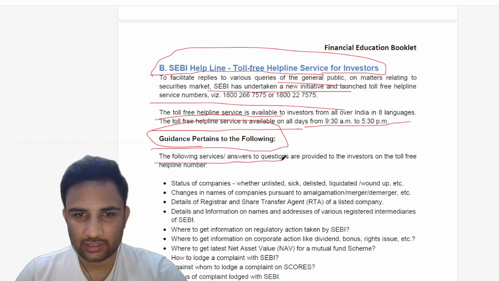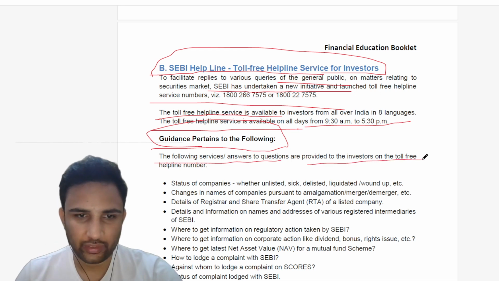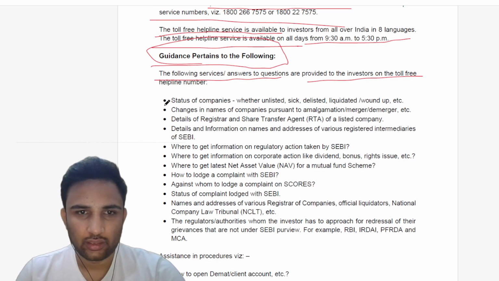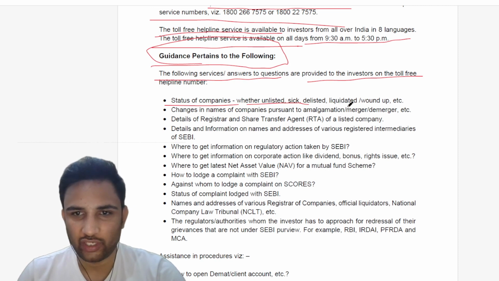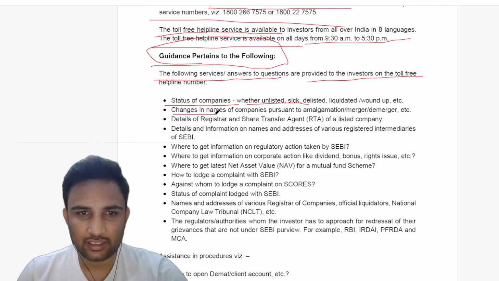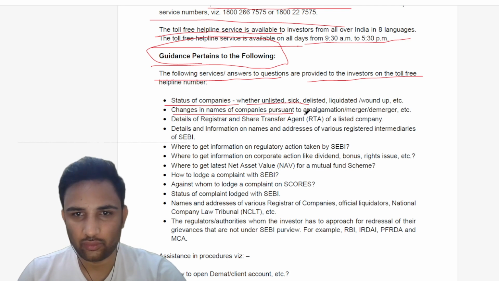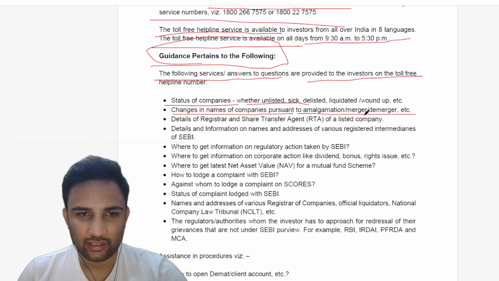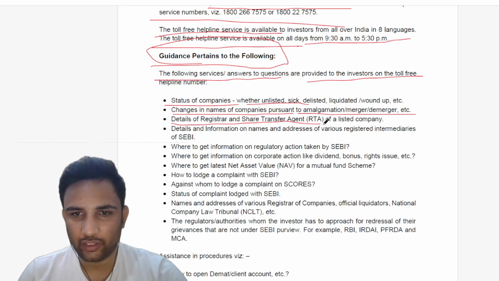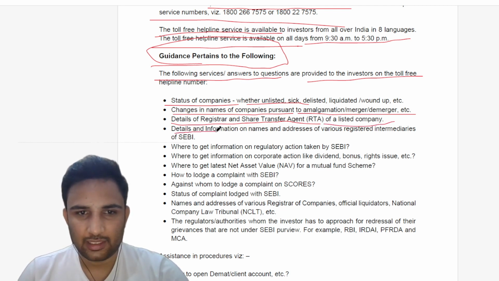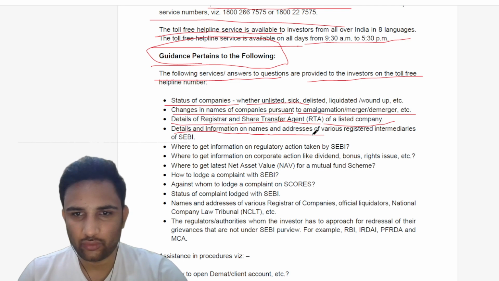The following services or answers to questions are provided to the investors on the toll-free helpline number. Status of companies, like whether unlisted, suspended, delisted, liquidated or wound up, etc. Change in names of companies pursuant to amalgamation, merger or demerger, etc. Details of the registrar and share transfer agent (RTA) of a listed company. Details and information on names and addresses of various registered intermediaries of SEBI.